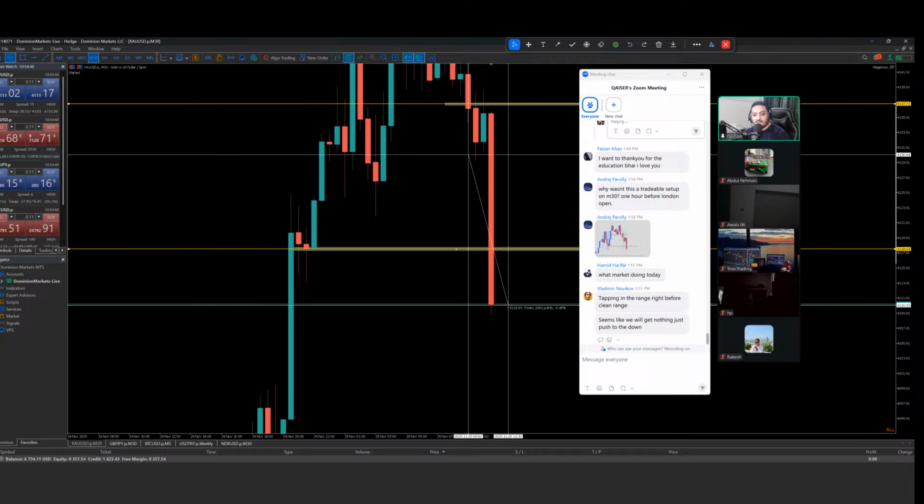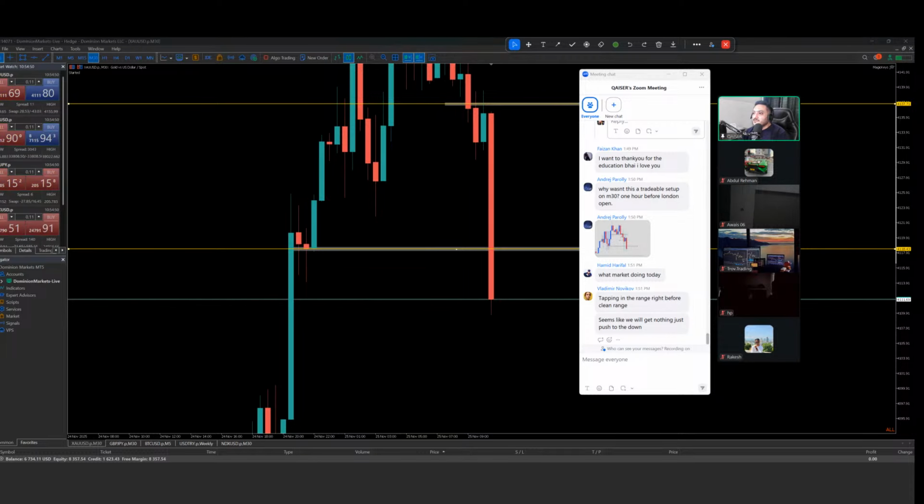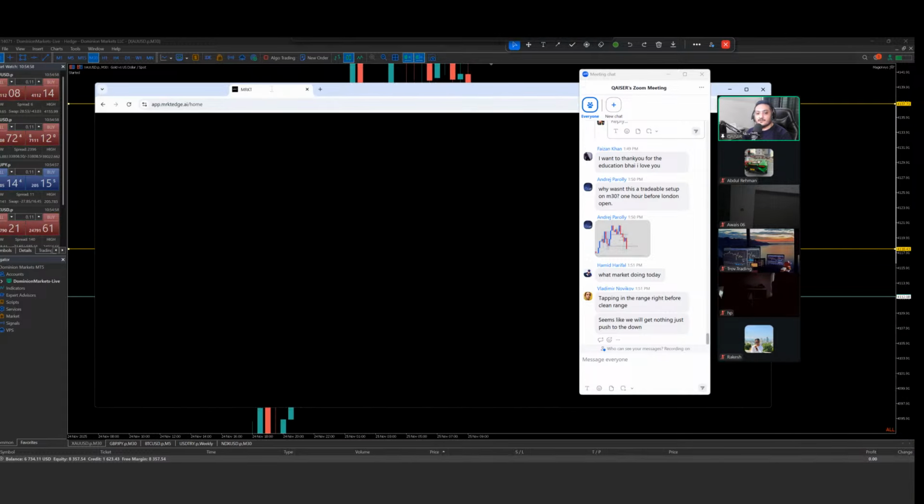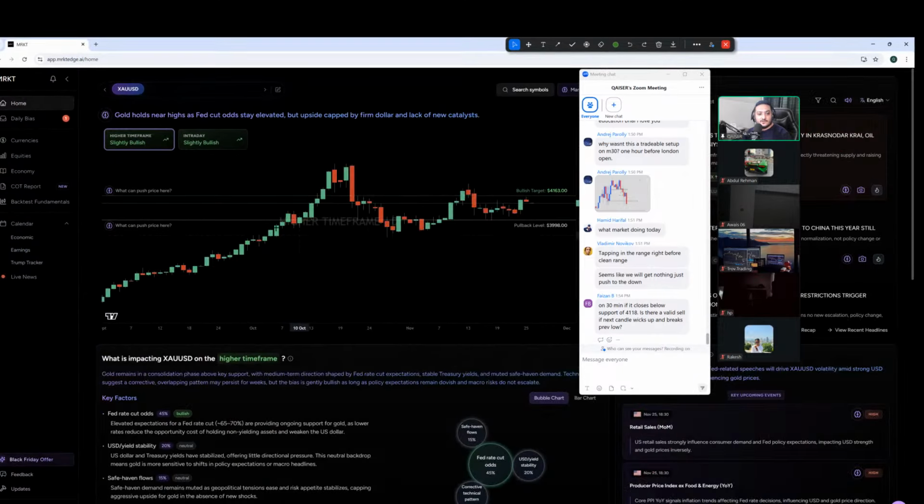Do we have any news today? Did any news come out? The market is just pushing to the downside. Let me look at Market Edge AI. Here we go. Market Edge AI is still telling us that the higher time frame is slightly bullish and intraday is slightly bullish. Both time frames are bullish on Market Edge AI.